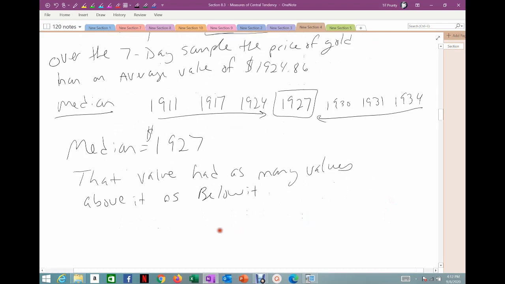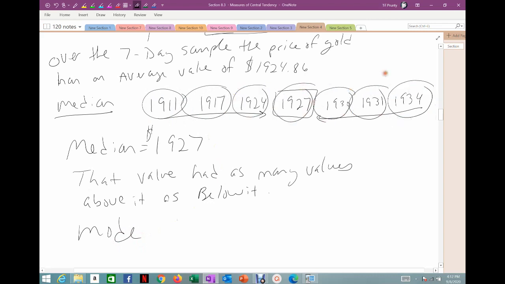Alright, the mode. Well, if you'll notice, they're all different, right? Not a single value was repeated, and so the mode, there is none. The answer is no mode. No value showed up more than any other value. So there is no mode. None for that answer.